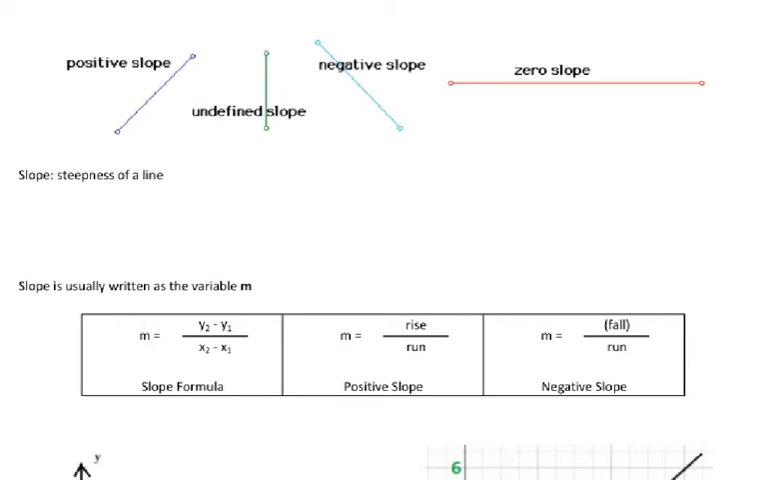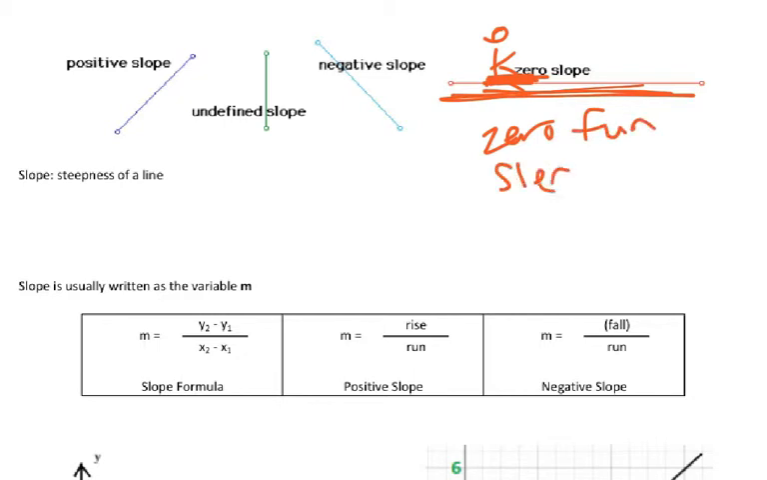All of them are straight lines, but zero is a horizontal line. The two that kids have the most trouble memorizing are undefined and zero. So let's talk about some ways that you can memorize the difference between undefined and zero. If you were sled riding, let's say this is you, and you are sled riding on a flat, like no slope at all, you're not even moving, that would be zero fun. So zero fun sled riding on a zero slope, like flat ground.